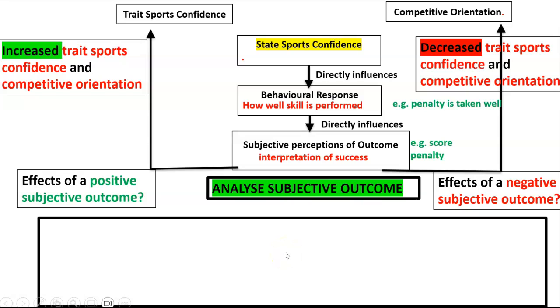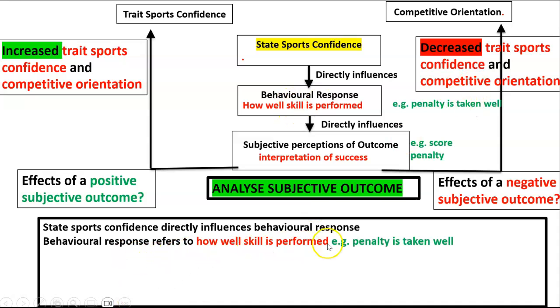Again, let's see this in terms of how we would write it. So what we have to do then, if we pick up where we finished on the last paragraph, we would then go down into here. State sports confidence directly influences our behavioural response. We then need to explain what behavioural response is and give an example. So it refers to how well the skill is performed. And then, for example, in this case, the penalty is well taken.